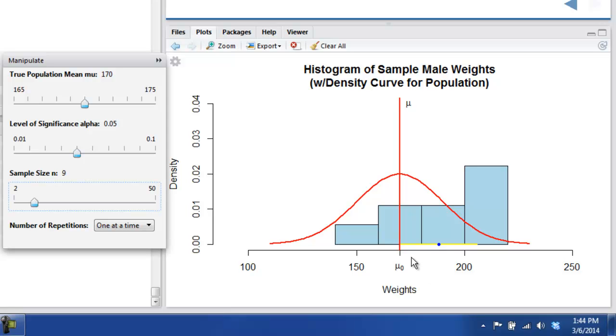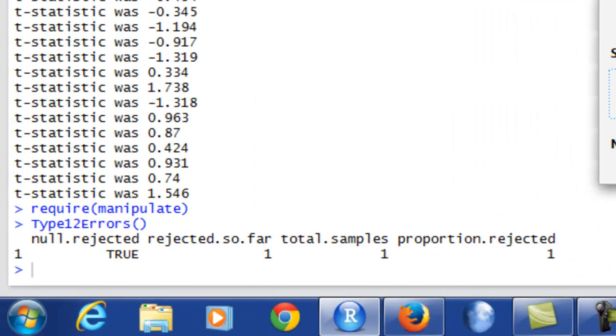Notice that the yellow line almost extends to mu naught, but doesn't quite. So the null hypothesis's belief is just outside of the 95% confidence interval. We therefore know that the p-value for this test is going to be less than 0.05. We're going to be rejecting the null hypothesis this time. When we look down into the console, we see this result recorded. The null is going to be rejected, true.